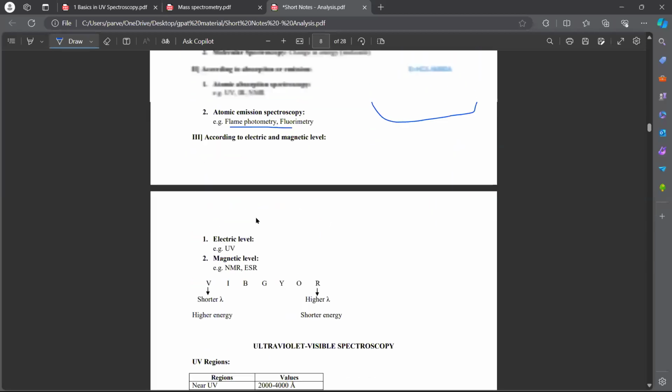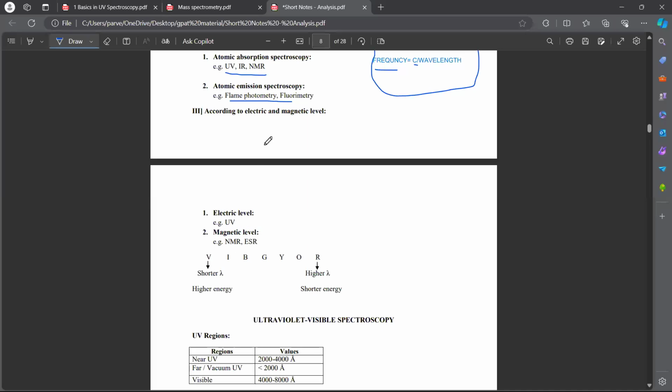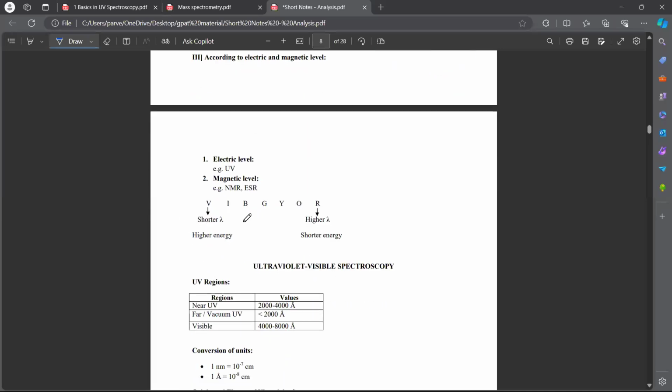As you guys have known, the colors of white light are VIBGYOR: violet, indigo, blue, green, yellow, orange, red. Violet has the shortest wavelength and higher energy. As we go down, the wavelength of the wave increases and the energy decreases.